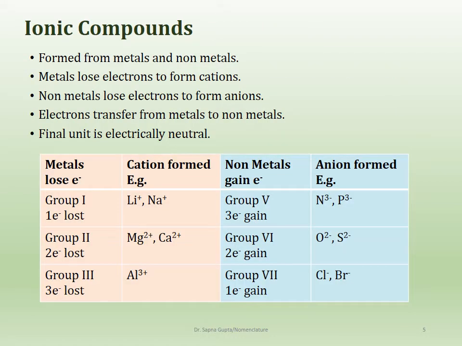Let's talk about ionic compounds and see what happens. How do you form an ionic bond, and how do you name ionic compounds? First of all, if you remember, ionic compounds are formed from metals and non-metals, which are the left-hand side and the right-hand side of the periodic table. I want to remind you that transition metals are in the middle.